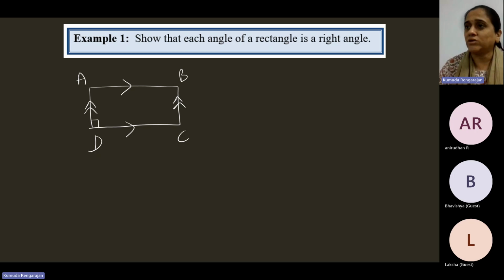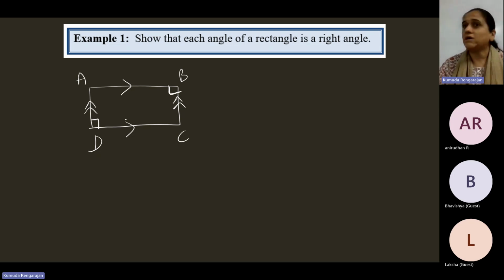Use the property of a parallelogram. In a parallelogram, opposite angles are equal. Therefore, angle B is 90 because it's a parallelogram. And what's the property of a parallelogram? In a parallelogram, both the pairs of opposite angles are equal. So if D is 90, B is also 90.